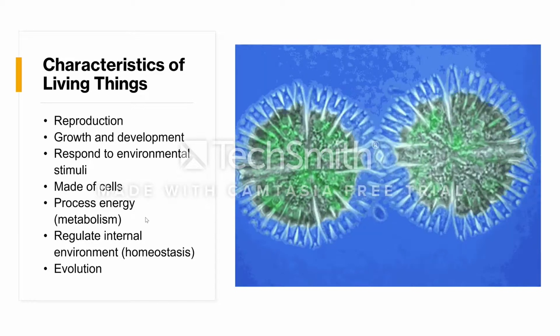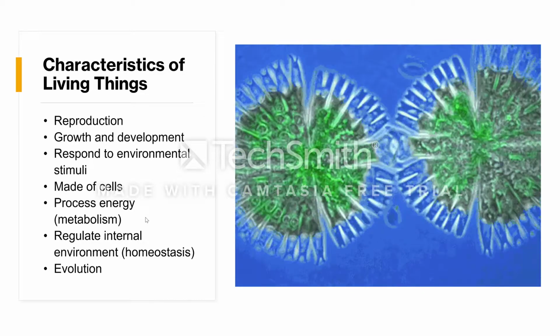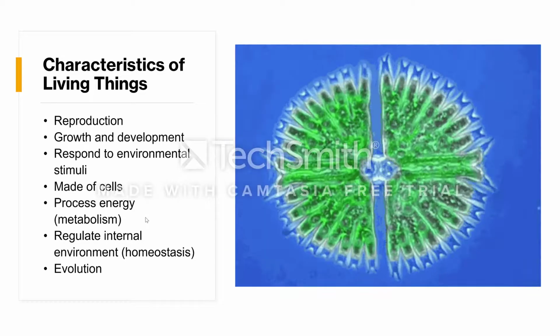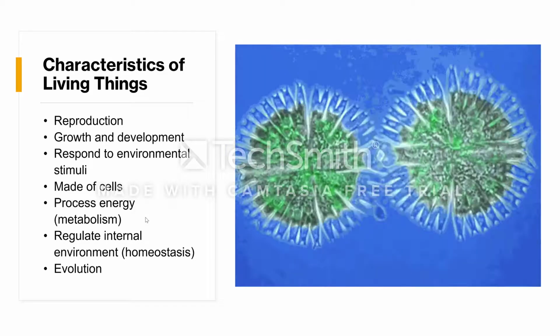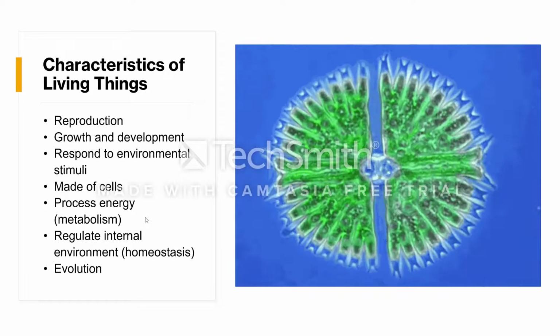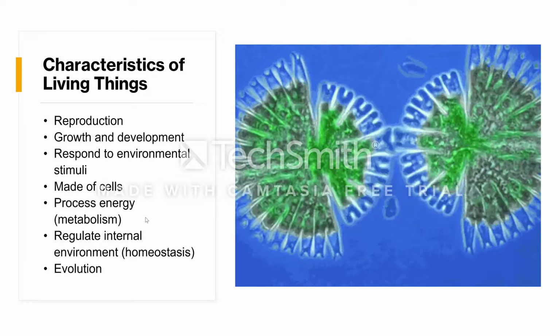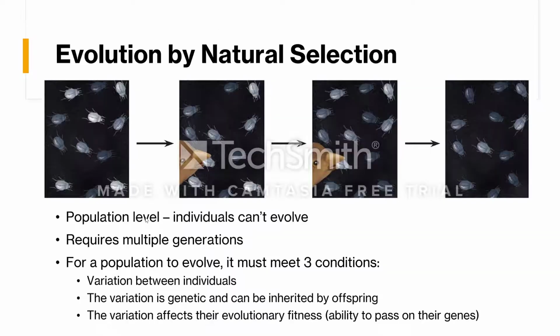And then the last one would be evolution. Evolution is related to adapting to your environment and having your population be able to change over the course of time. There are a few ways evolution can happen, but one of the major ones is called natural selection.